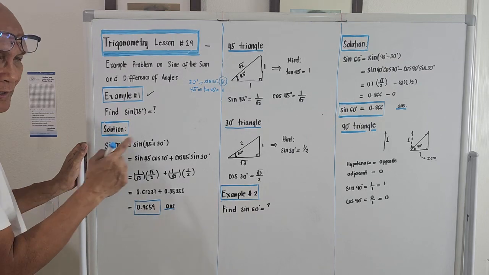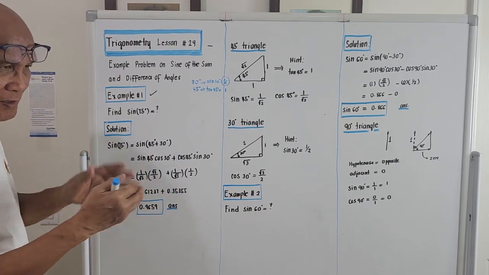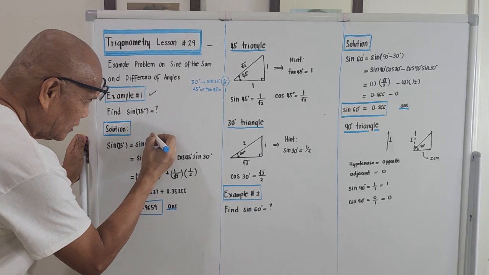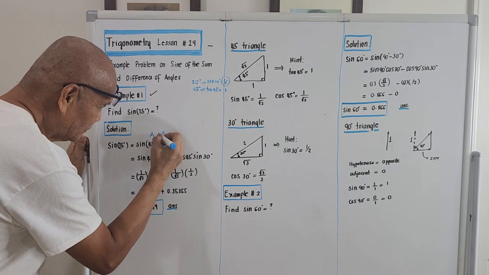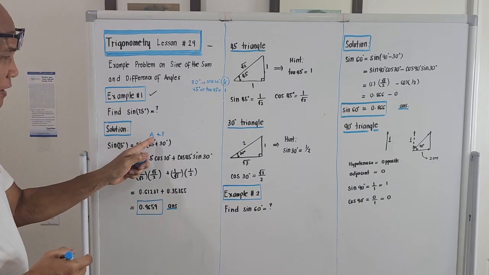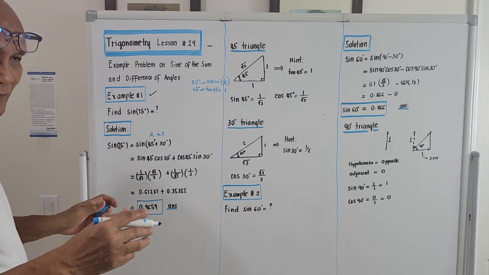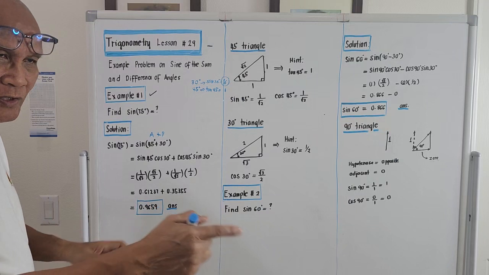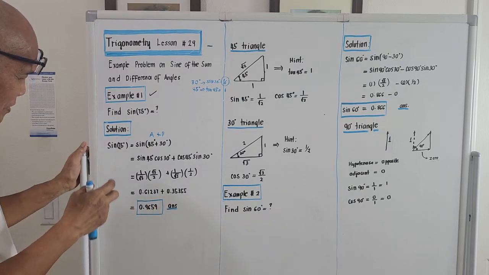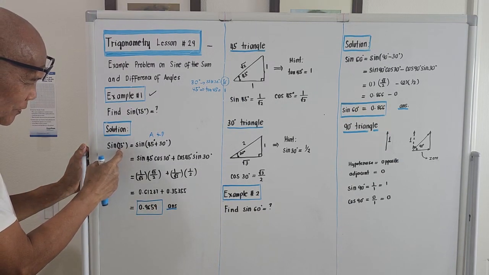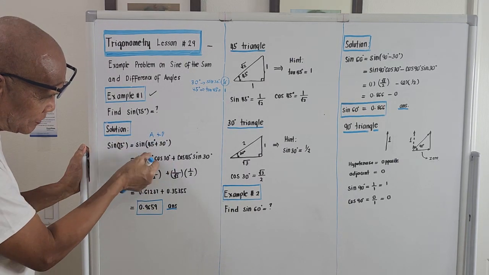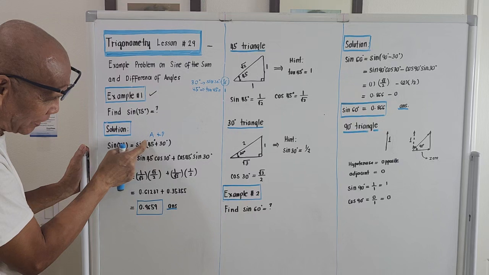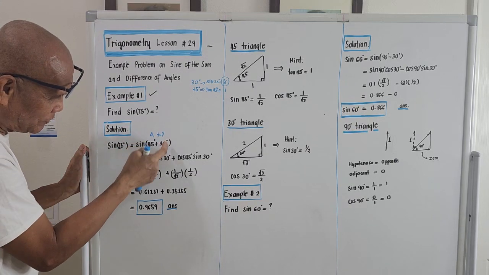Sine of 75 degrees can be written as the sum of two angles. We could represent this as A and this as B. Right? The last time around, we derived the expansion of the sine of the quantity A plus B. So actually, we could express 75 degrees as a sum of 45 and 30 degrees. So A is 45 degrees and B is 30 degrees.